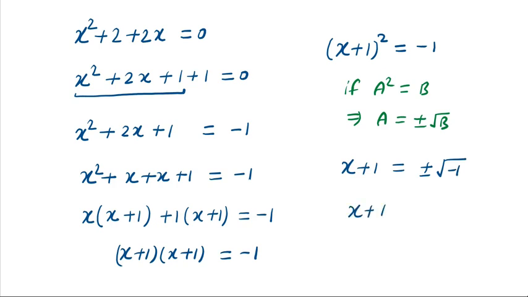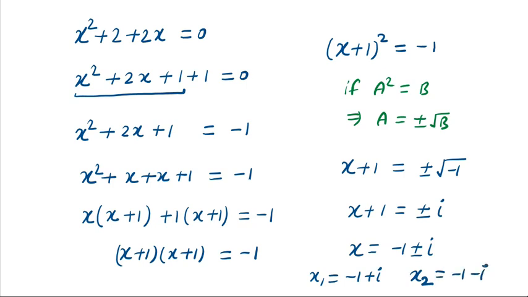Now x plus 1 is equal to plus minus the value of square root of minus 1, which is iota. Then the value of x is equal to minus 1 plus minus iota. Here we have two possible values of x. The first value of x, let's say x1, is equal to minus 1 plus iota, and the second value of x, which is x2, is equal to minus 1 minus iota.